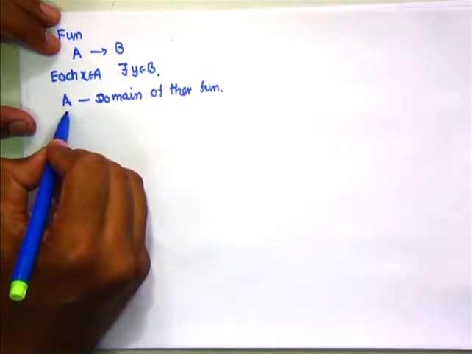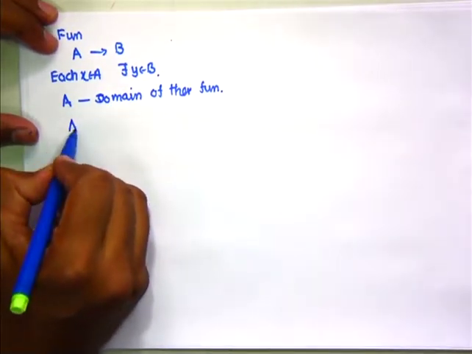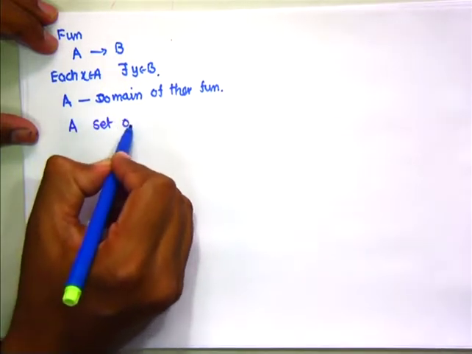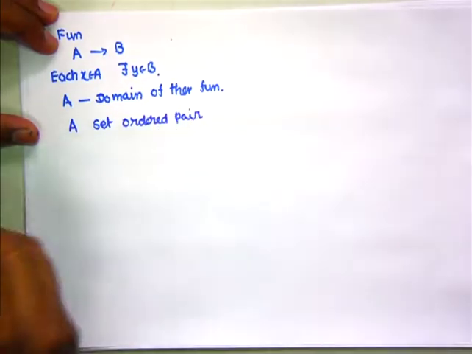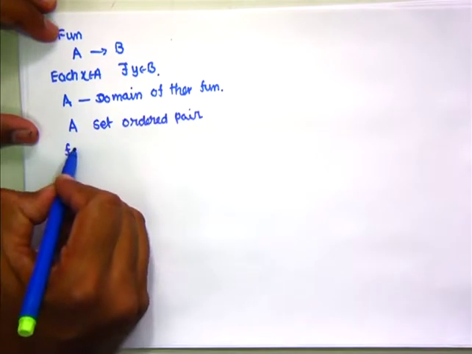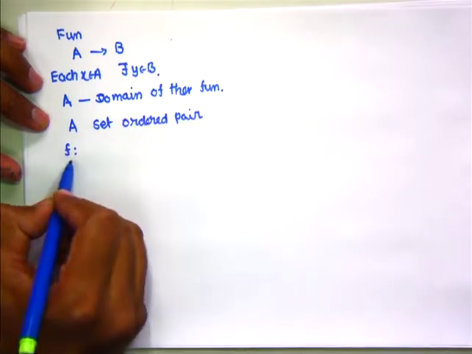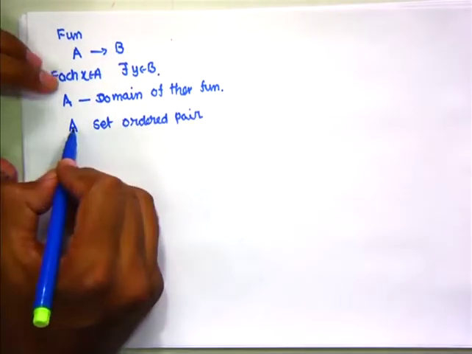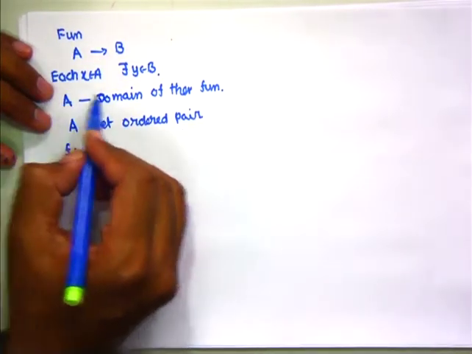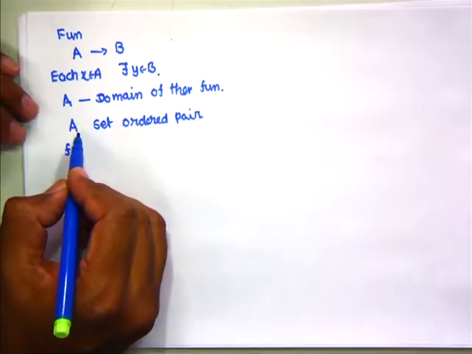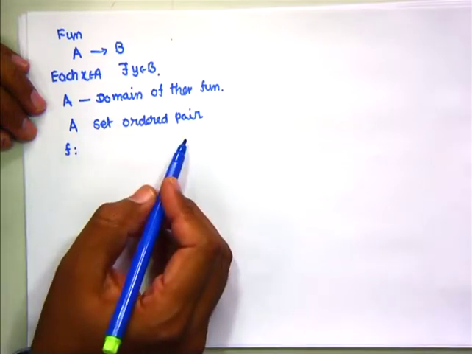If A is a set of single real numbers, then it is a function of one variable. If A is a set of ordered pairs, then this function f is of two variables. If the domain of the function is a set of triplets, then we can say that the function is of three variables, and if the domain is of n variables, then the function is of n variables.